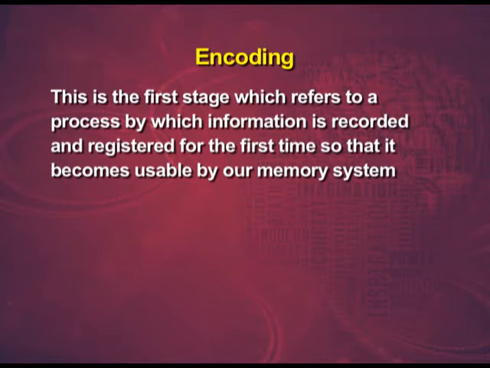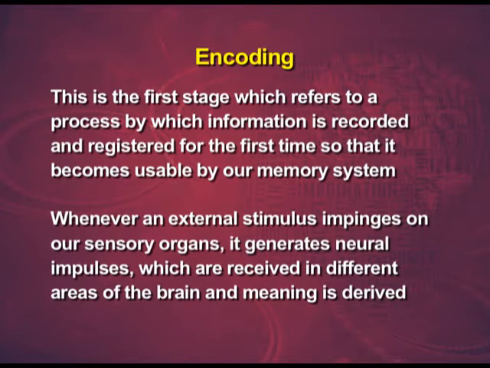Encoding. This is the first stage which refers to a process by which information is recorded and registered for the first time so that it becomes usable by our memory system. Whenever an external stimulus impinges on our sensory organs, it generates neural impulses which are received in different areas of the brain and meaning is derived. It is then represented in a way so that it can be processed further.